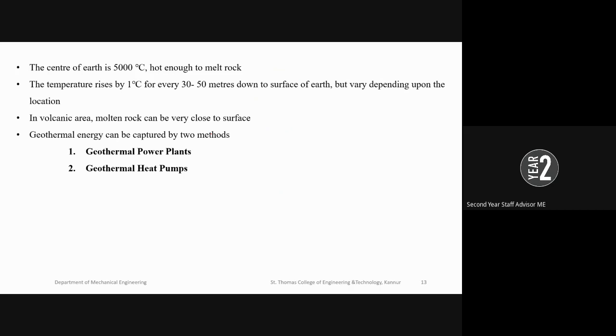These are the points you have to add while you are writing. The temperature at the center of the earth is 5000 to 6000 degrees. You can also add that for every 30 to 50 meters down from the surface, the temperature will increase by 1 degree. This geothermal energy can be captured by two methods. The first one is the geothermal power plant, and the second one is the geothermal heat pumps.